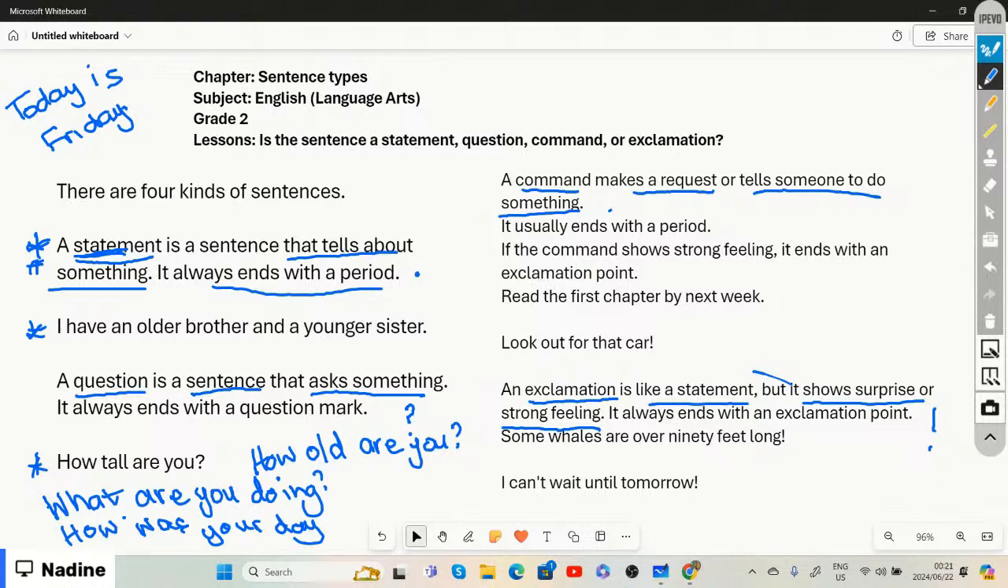And we made a few examples of questions that you can ask, right? Possible questions. But of course, you will probably come up with your own questions also, right? And we made an example of a few where we said, how tall are you? How old are you? What are you doing? How was your day? Right? Even if you were to ask somebody, what is your favorite color? That is also a question, right? And a question, we said, ends with a question mark. So literally all of the questions that are asked need to end with a question mark.